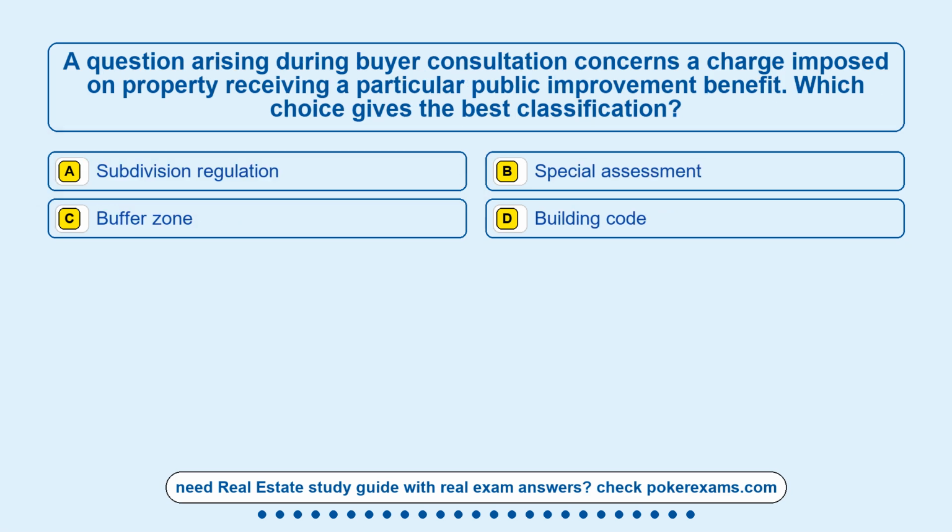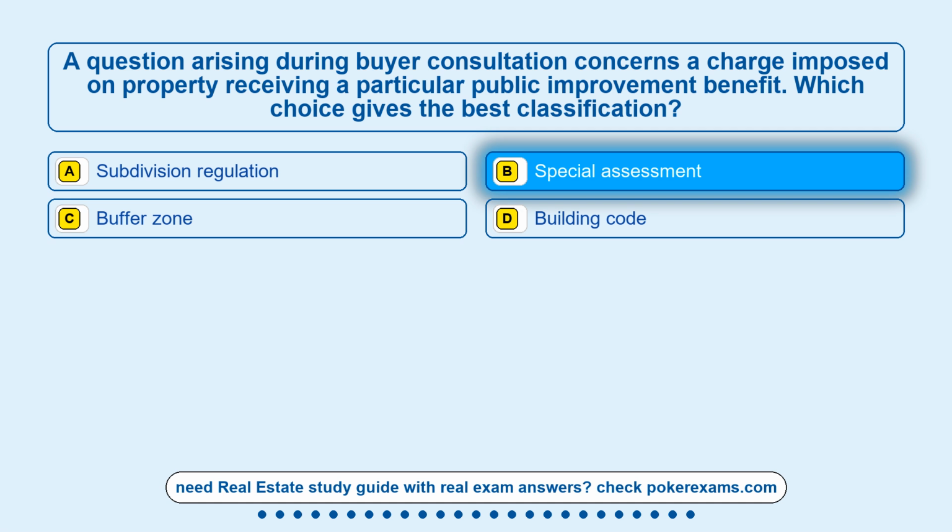Question 3. A question arising during buyer consultation concerns a charge imposed on property receiving a particular public improvement benefit. Which choice gives the best classification? Option A, subdivision regulation. Option B, special assessment. Option C, buffer zone. Option D, building code.